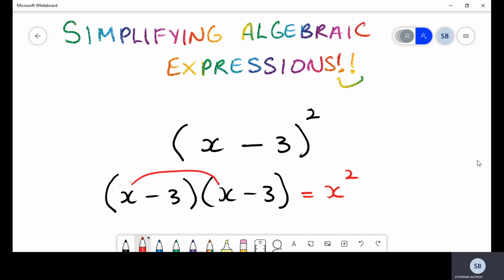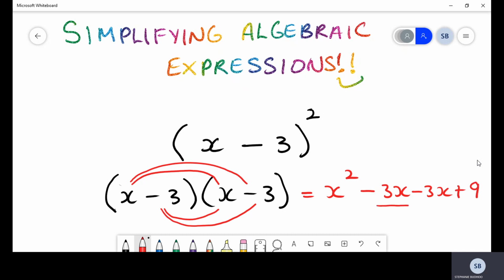Then you will multiply x by negative 3 to give you negative 3x. Similarly, negative 3 multiplied by x gives us negative 3x. And finally, negative 3 multiplied by negative 3 gives us positive 9. You can simplify those two terms in the middle, and you end up getting x squared subtract 6x plus 9. There's a shortcut way that does not include the FOIL method, and it goes like this.